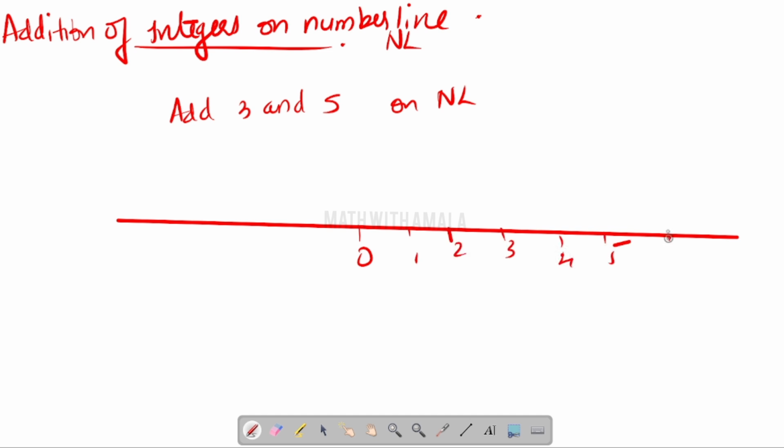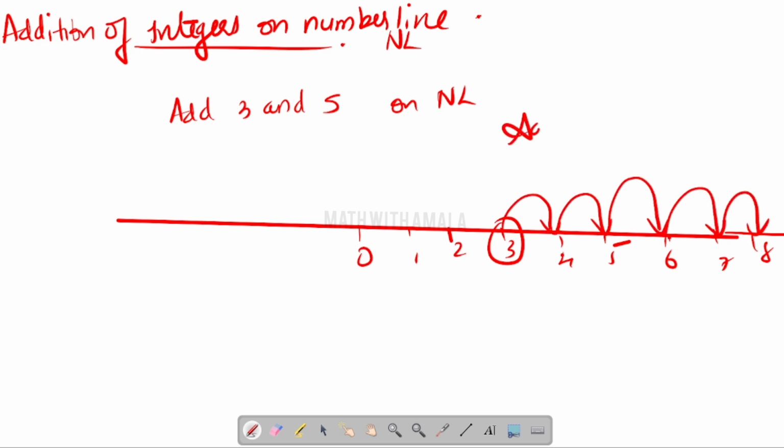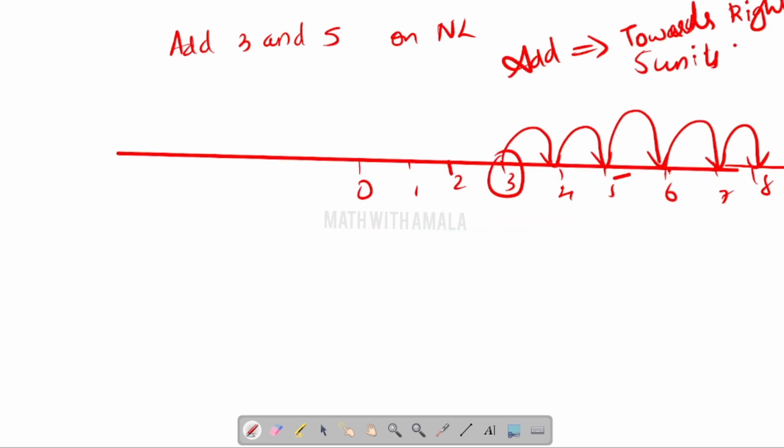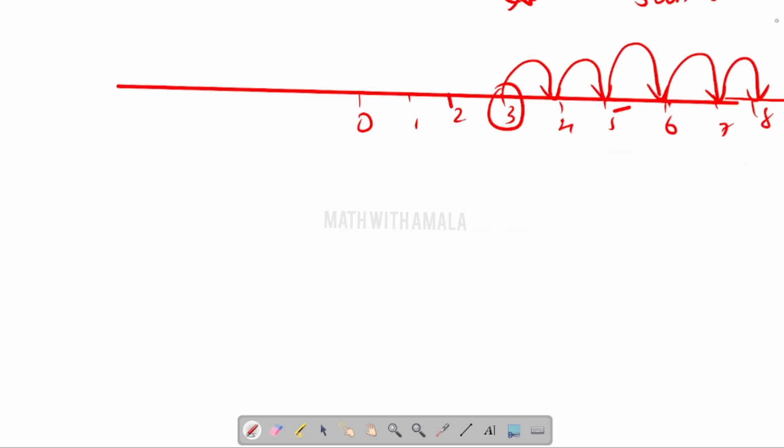Add 3 and 5 on the number line. Here 0, 1, 2, 3, 4 and so on are given, and 3 is located over here, and you have to jump 5. You have to add 5 to 3, which means you have to jump towards the right of 3 by 5 units. Add means towards the right 5 units. So what will subtract be? Of course, it is towards the left.